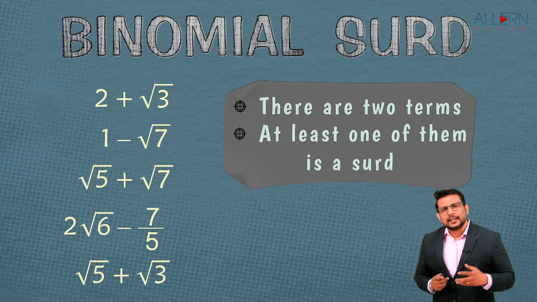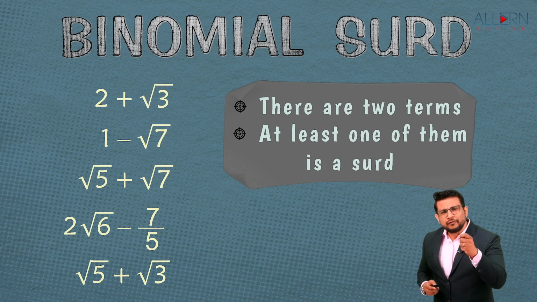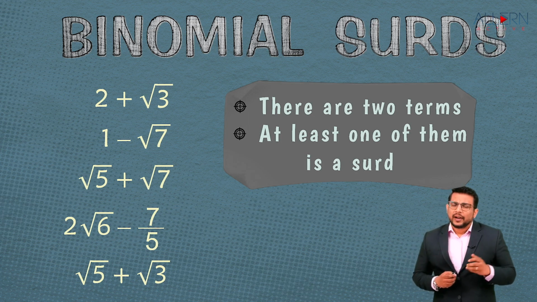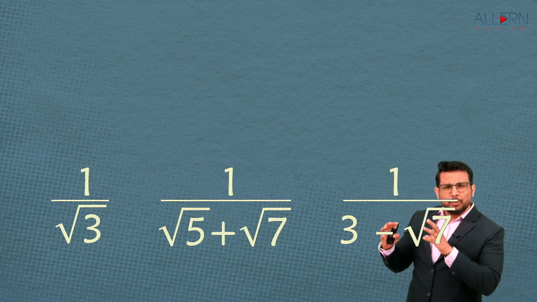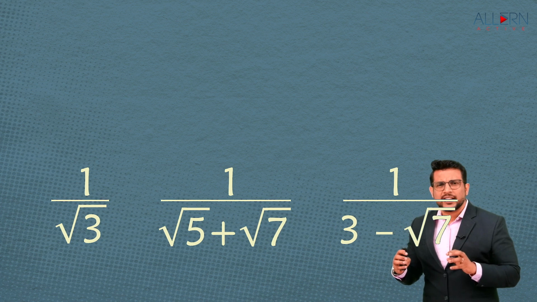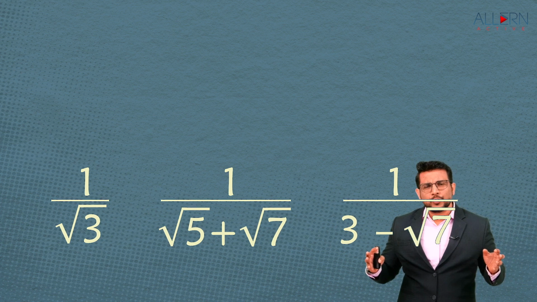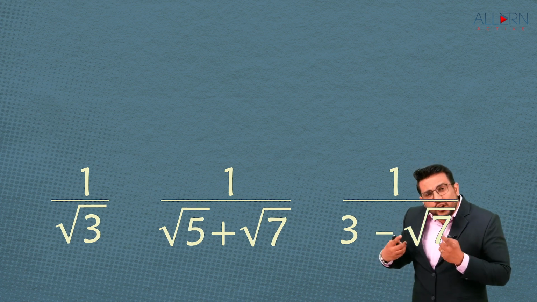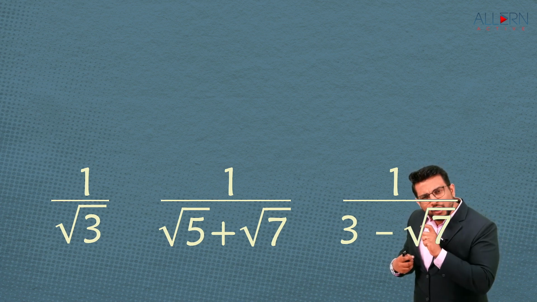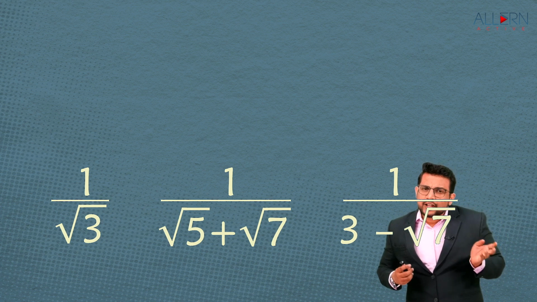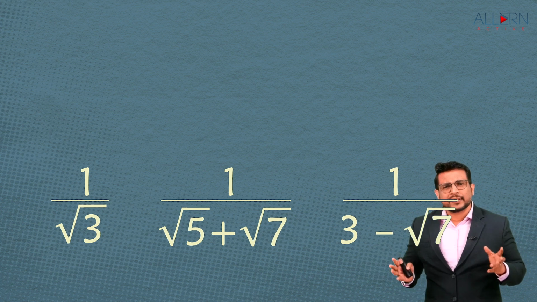Now why are we discussing this? Why do we discuss a monomial surd and a binomial surd? We're going to discuss a very interesting fact about it. Let's say we have expressions like 1 upon root 3, 1 upon root 5 plus root 7, and 1 upon 3 minus root 7. In all these expressions, the denominator is a surd. In the first example, 1 upon root 3, the denominator is a monomial surd, and in the next two examples the denominator is a binomial surd. But why are we discussing this?